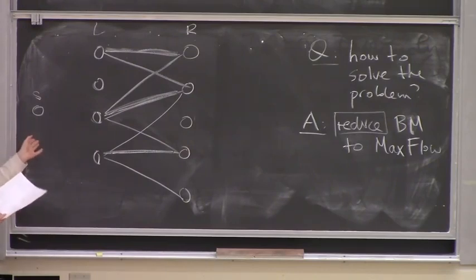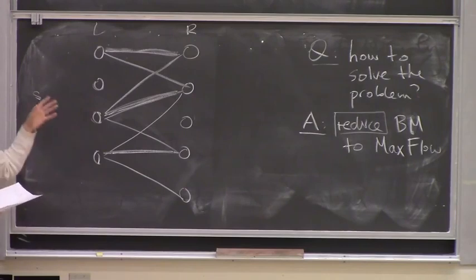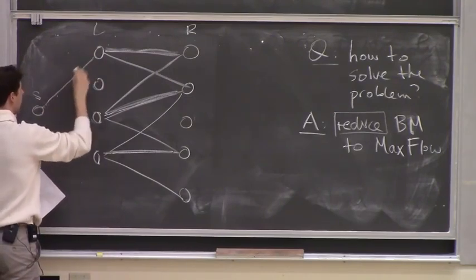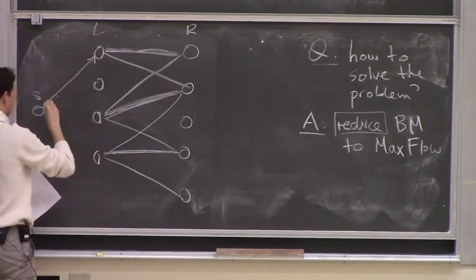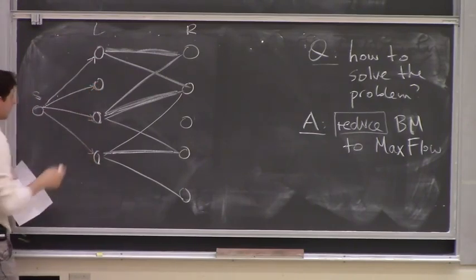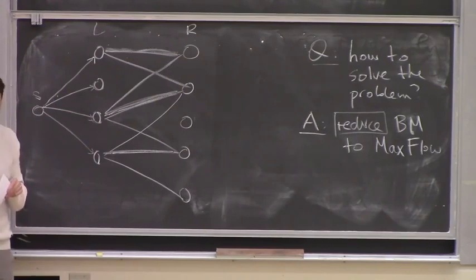Now, on his own, he's not a very interesting guy. So he has to start interacting with the rest of the instance. Here's how we're going to make it interact. We're going to add edges to each of the left vertices.